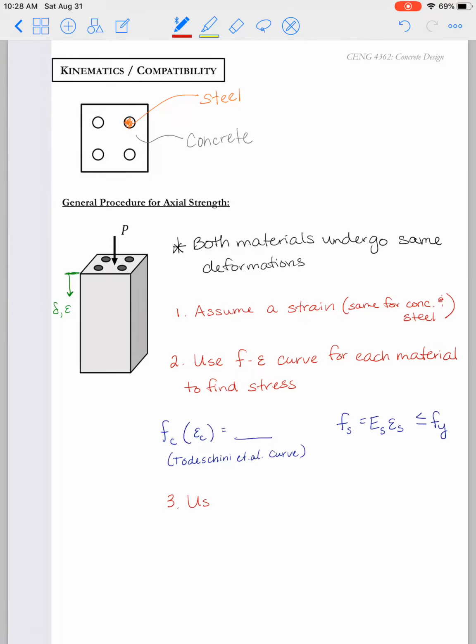All right, step 3 will now be to take this stress and, using the area of the concrete and the area of the steel, determine the total force that each of these materials can carry. So for the force in the concrete, this would be the stress in the concrete times the area of the concrete. And for the force in the steel, this would be the stress in the steel times the area of the steel.